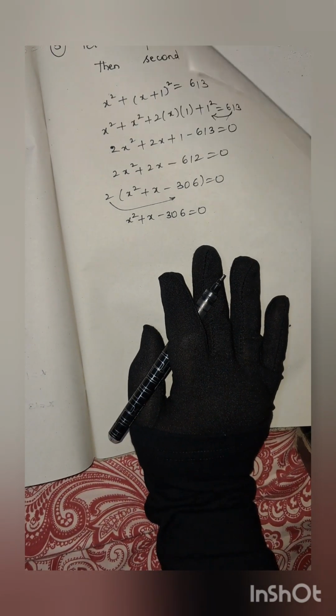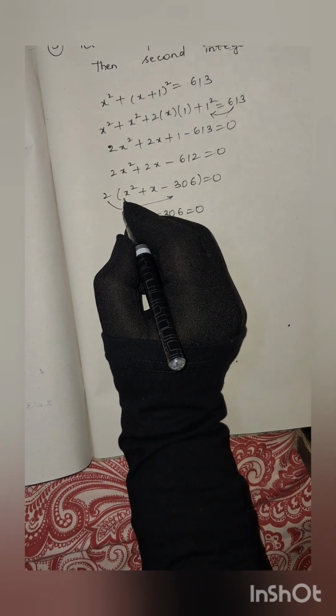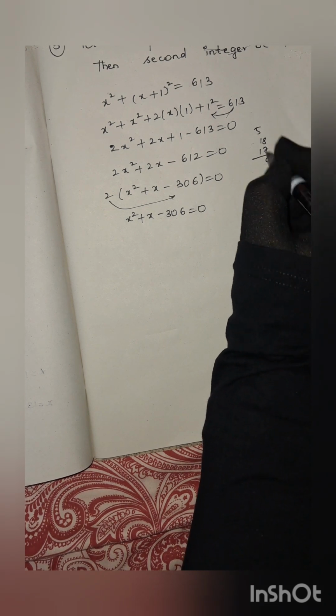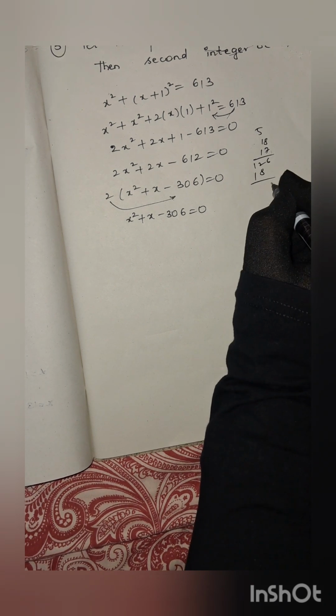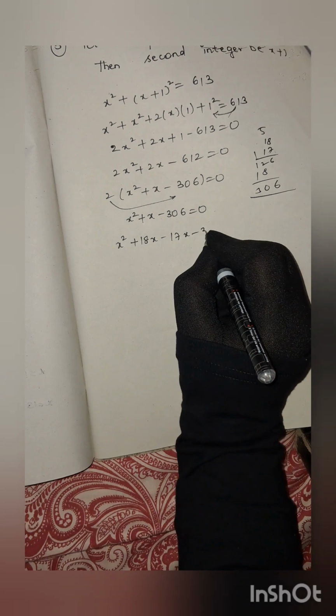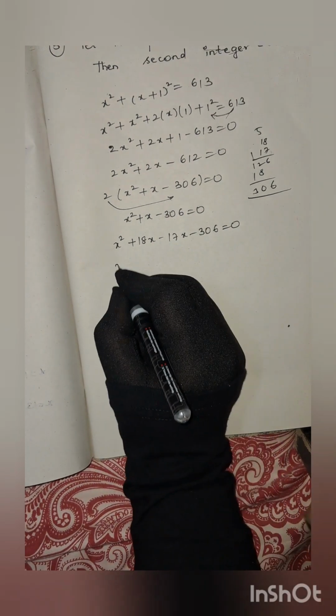We just need to take the factors of this now. So 18 into 17 is 306. So x square plus 18x minus 17x minus 306 is equal to 0.